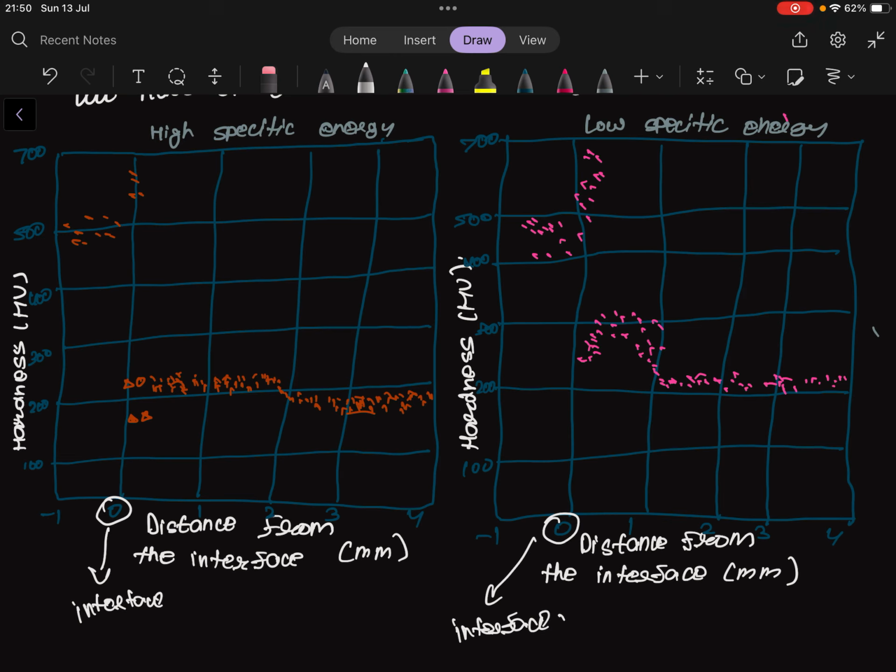So in high specific energy, basically in this plot, we end up with 250 Vickers hardness, which stays consistent until approximately 2 millimeter. This area corresponds to the heat affected zone. So we still have a mix of some elements, as the hardness is greater than that of the martensitic stainless steel that we are looking at. The hardness of martensitic stainless steel is around 170 HB.